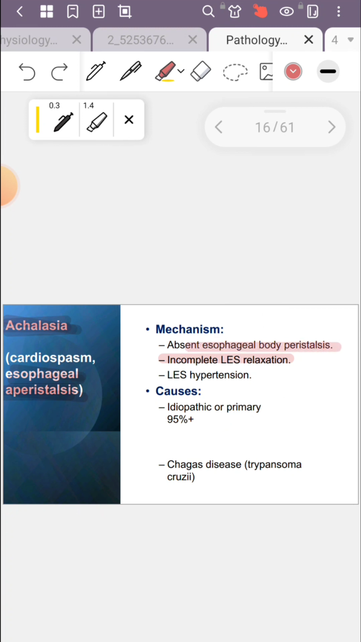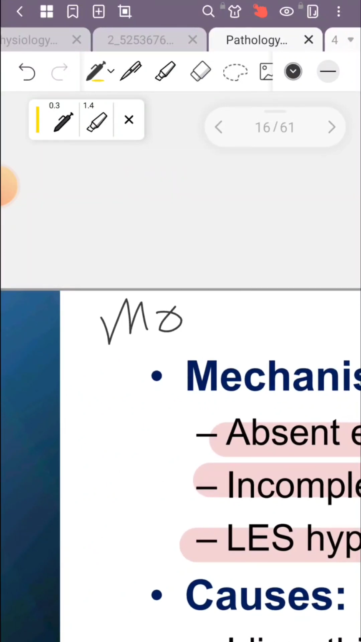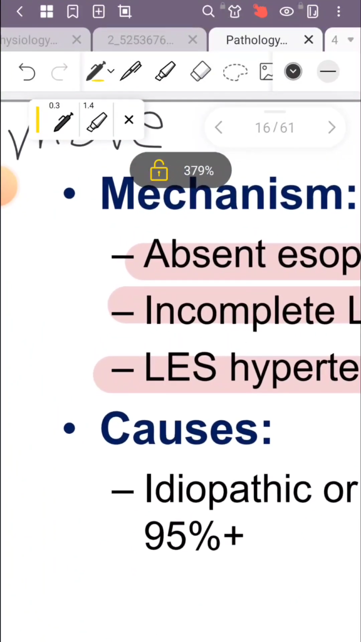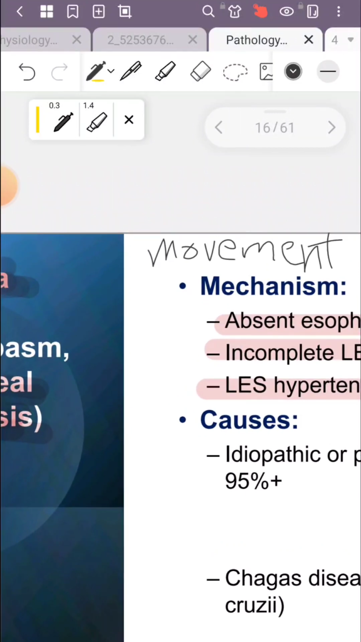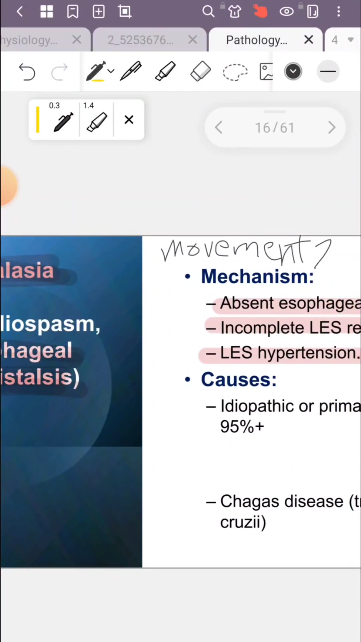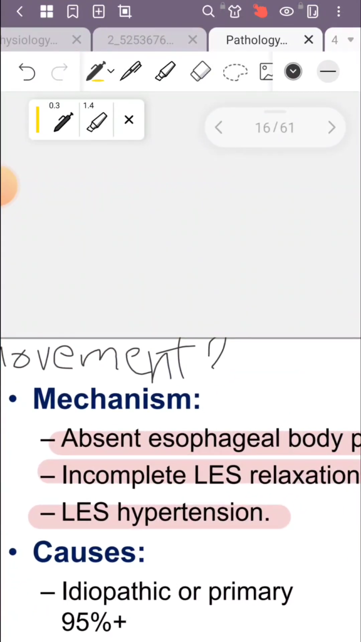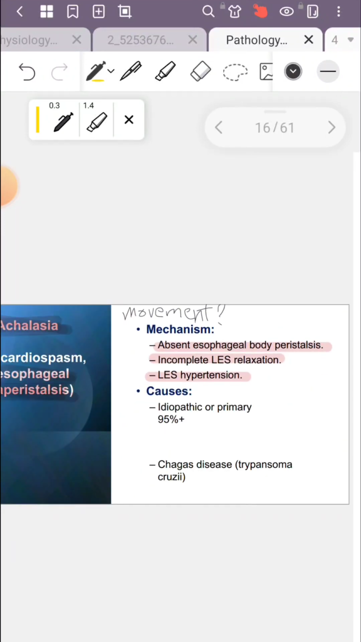Lower esophageal sphincter hypertension. It can be idiopathic or primary in 95% of the cases. Most of the cases are idiopathic, either congenital absence of these nerve plexus or damage during embryologic life. Okay? Or primary. Sometimes this nerve plexus gets damaged by a parasitic infestation, which is called Chagas disease, Trypanosoma cruzi, or something else.